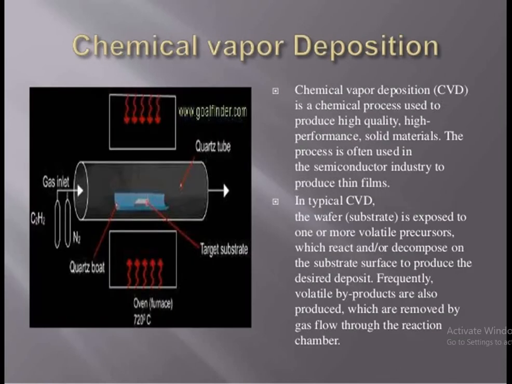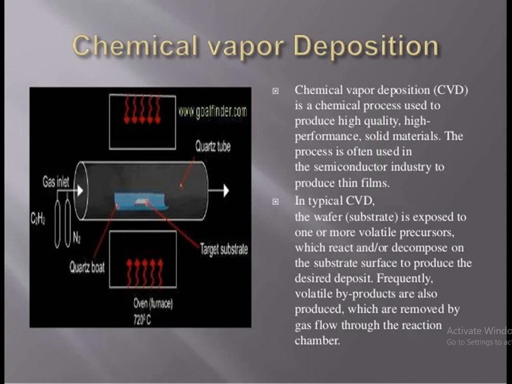This is CVD, that is chemical vapor deposition. In front of you, you have a diagram of a quartz tube, and that's the gas inlet and the target substrate. This is the target substrate. This is the quartz tube, and this is the gas inlet. So CVD is a chemical process.